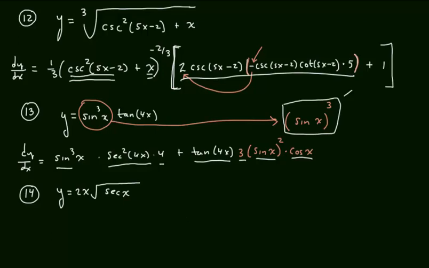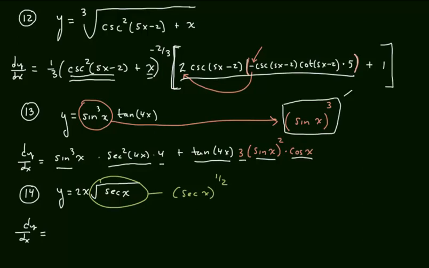This will be the last example on the page. Y equals 2x times the square root of secant x. Give this one a try. Press pause now. Guess I'll walk us through it. I'm going to circle this to make it the secant of x to the 1/2 power.